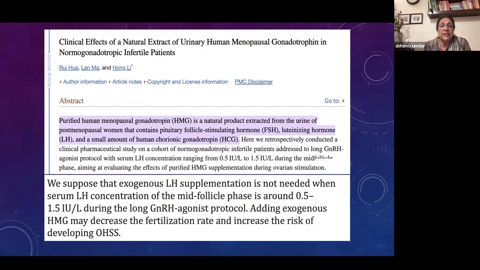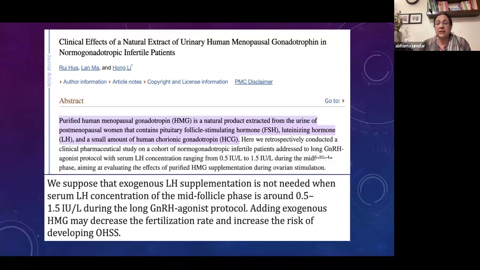But what did they find? We say that, okay, we can give HMG instead of LH, as LH is more expensive. And this is a Chinese study. This is not the group where Merck and Serono are supporting them. So they suppose that exogenous LH supplementation is not needed when serum LH concentration in the mid-follicular phase is around 0.5 to 1.5 during the long GnRH agonist protocol. And adding exogenous HMG may decrease the fertilization rate and increase the risk of developing OHSS. They say that instead of LH, if you want to add HMG, it decreases the fertilization rate. So this paper got this information.